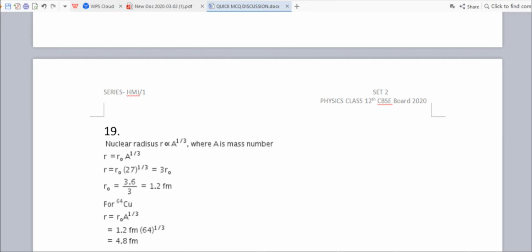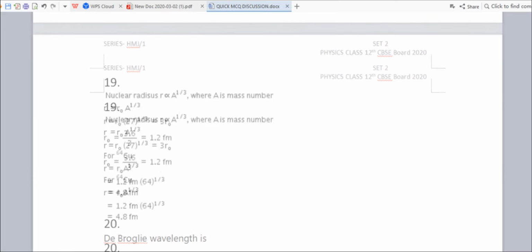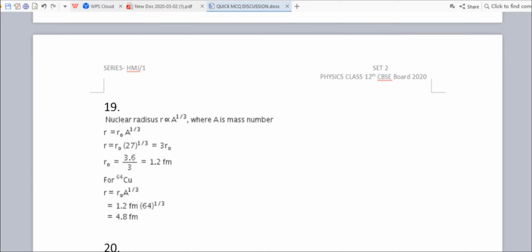Nuclear radius, we know the formula, that R is directly proportional to A raised to 1 by 3. If we remove the proportionality sign, we get a constant R naught. Because this radius and this atomic mass are given, we'll find out R naught, and that comes out to be 1.2 Fermi. We get R equals R naught A raised to 1 by 3, R naught is 1.2, mass is 64 raised to 1 by 3, that is 4. You'll get the answer, that is 4.8 Fermi.